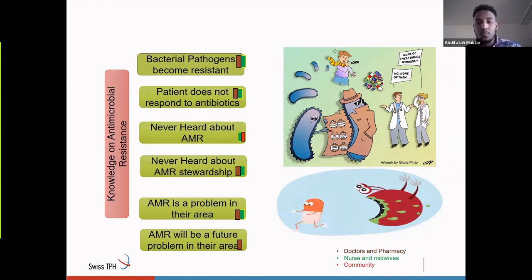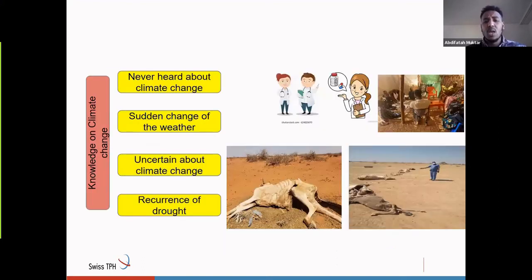But in the other group, they said that when they see how the patients behave, this could be a future problem. So this is how they think. Then the other dramatic thing was about climate change. All of the health professionals never mentioned climate change, like they never heard about it. A few of them think that it's a sudden change of weather that's happening nowadays.